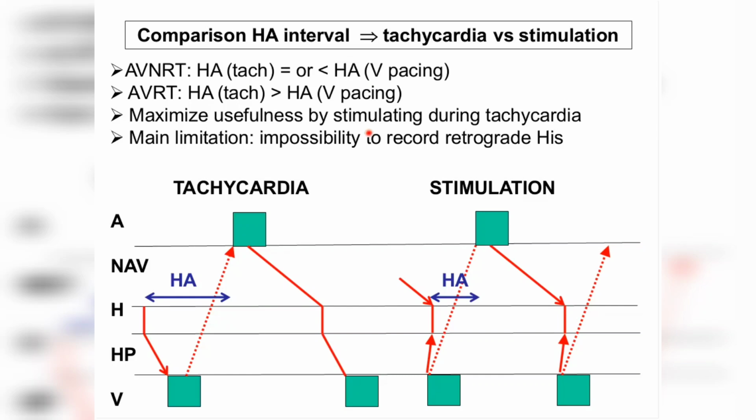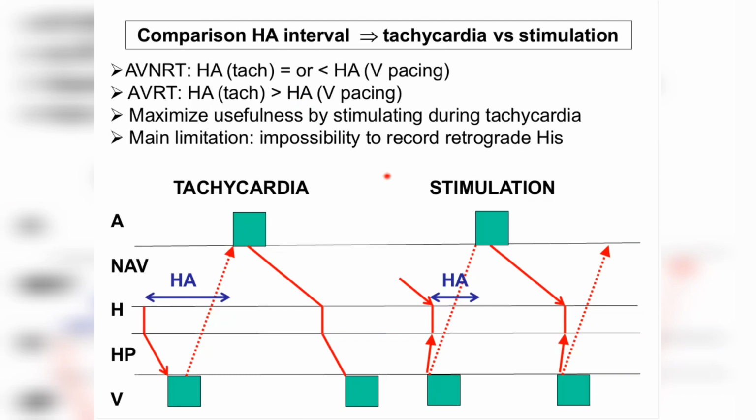For this maneuver, as I mentioned before, for the comparison of the atrial activation sequences, the usefulness is maximal if it is performed by stimulation during tachycardia. And the main limitation of this maneuver is that sometimes when we pace the ventricle, the retrograde His bundle cannot be recorded, cannot be recognized. And the maneuver actually is based on the measurement of HA during pacing as well.